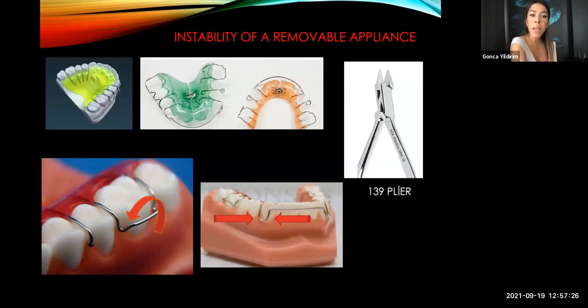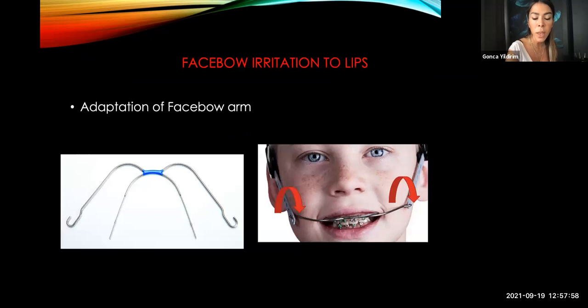And if we see an instability of a removable appliance, of course, we use our pliers. We are using different kinds of pliers. There is a plier you can use to squeeze the anterior side like this picture, or, this is an Adams clasp. We can bend the U part of it like 30 degrees to stabilize the Hawley appliance. We can see face bow irritations to lips.